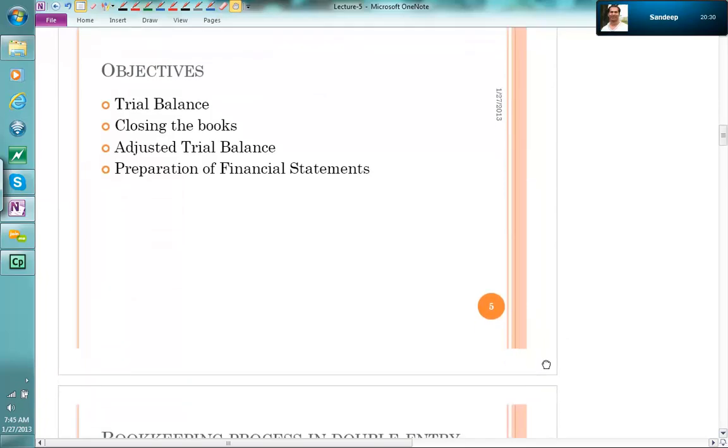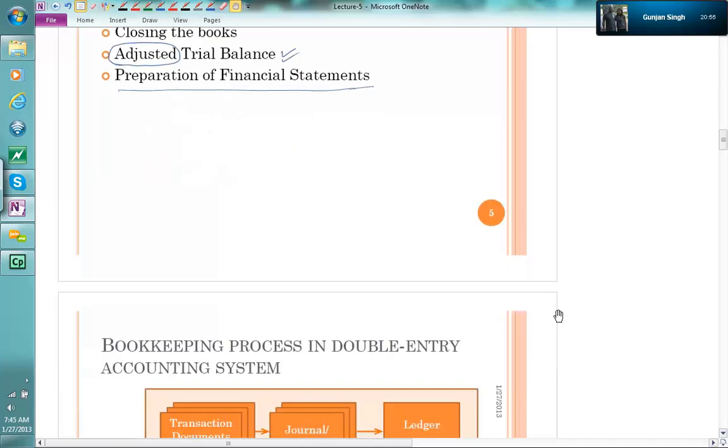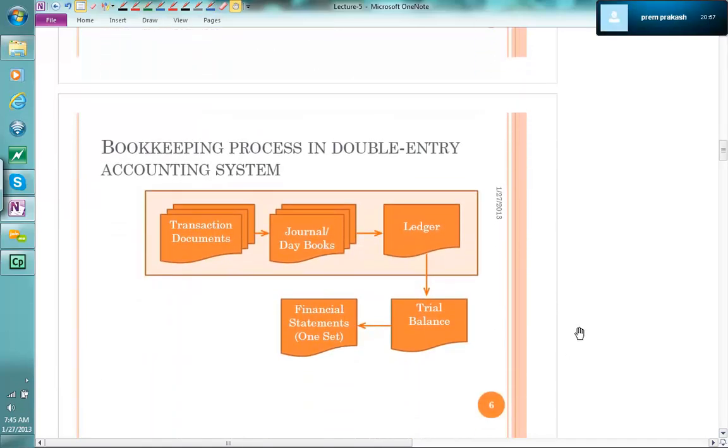So today we will talk about trial balance, then we will move on to closing the books, and then we will talk about adjustments. What is the meaning of adjustment? We will talk about this, and then we will talk about preparation of financial statements. So how do we make financial statements once the trial balance is ready? This is a very simplified bookkeeping process shown to you. We just recap to get the feel of it.